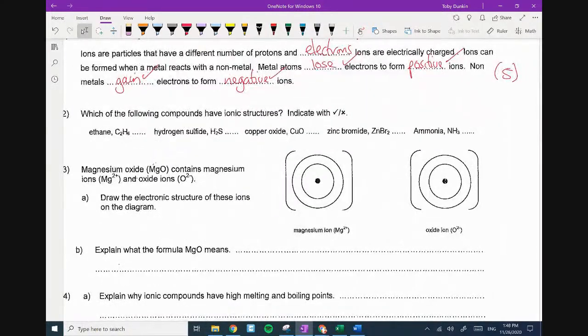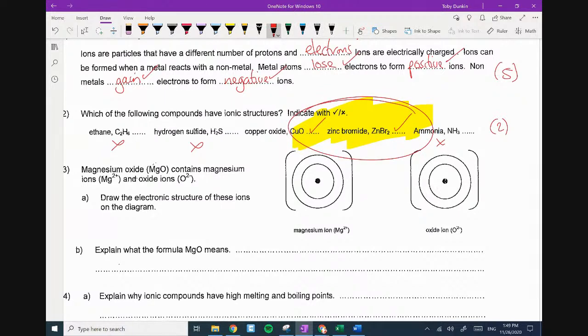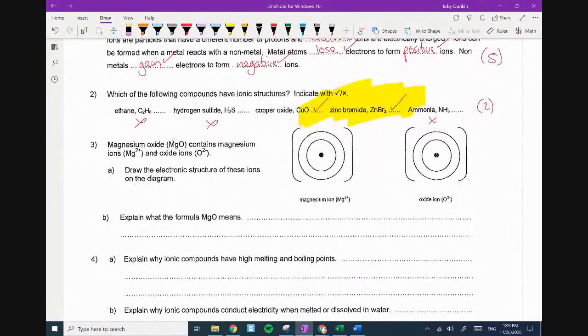Next, which of the following compounds have an ionic structure? So, no, only non-metals. Yes for copper oxide, metal, non-metal. Yes for zinc bromide. And no for ammonia. 2 marks. 1 for each correctly labeled. If you mark one that's not correct, you lose a mark. It's negatively marked, that one, guys. 2 marks for both of those only. 1 mark if you get 1 wrong. And then 0 marks if you get 2. You get the point. Next.